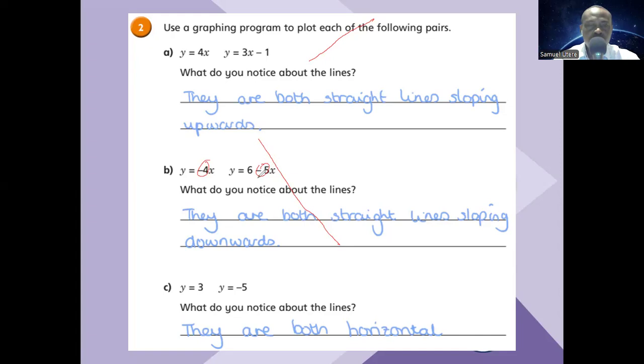Even if this was rewritten as minus 5x, so y equals minus 5x plus 6 is the same thing. They mean the same thing. So you know, it slopes that way. Then this one, we notice that the graph was horizontal, and it cut the y-axis at these numbers. So this one was a horizontal line that cut the y-axis at 3. And then this one was a horizontal line that cut the y-axis at y equals negative 5. Okay, they are both horizontal.